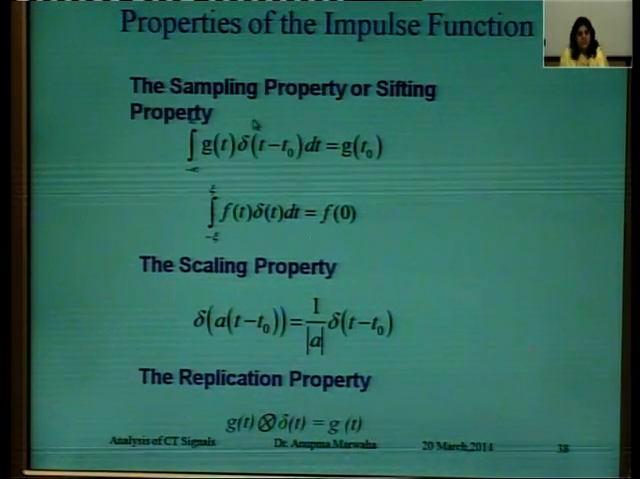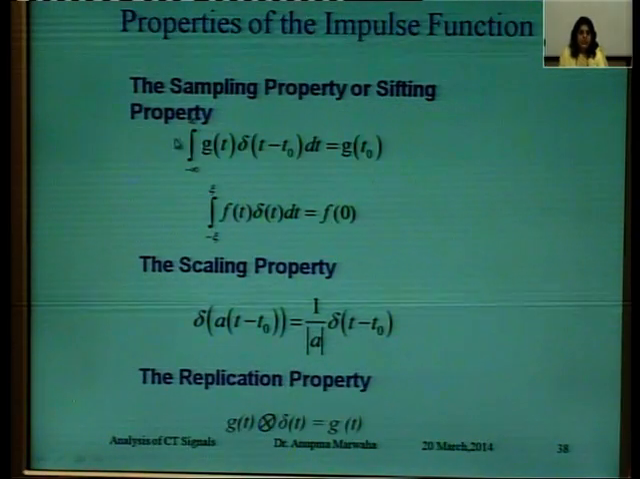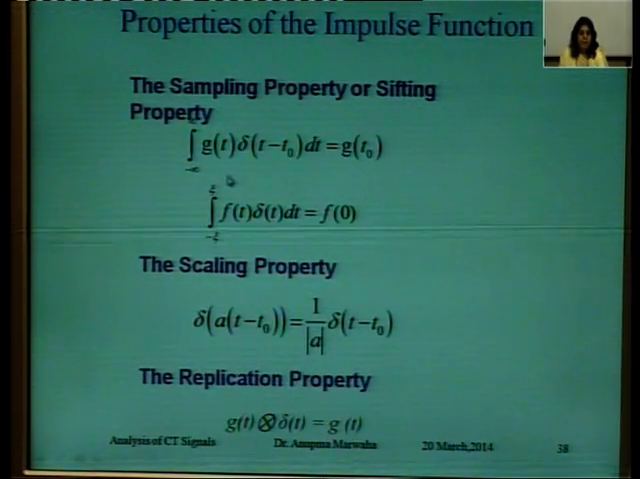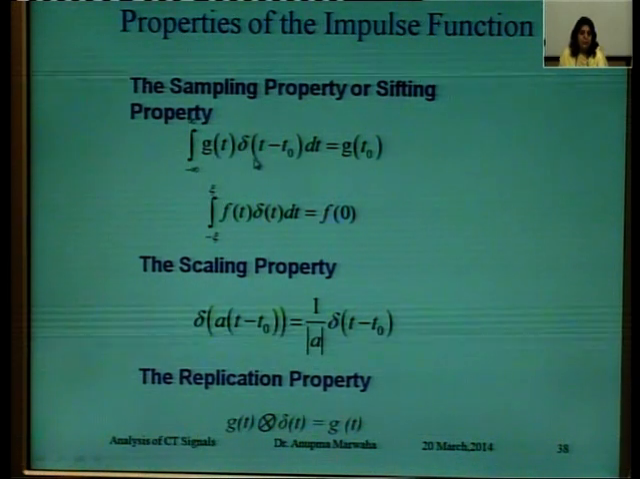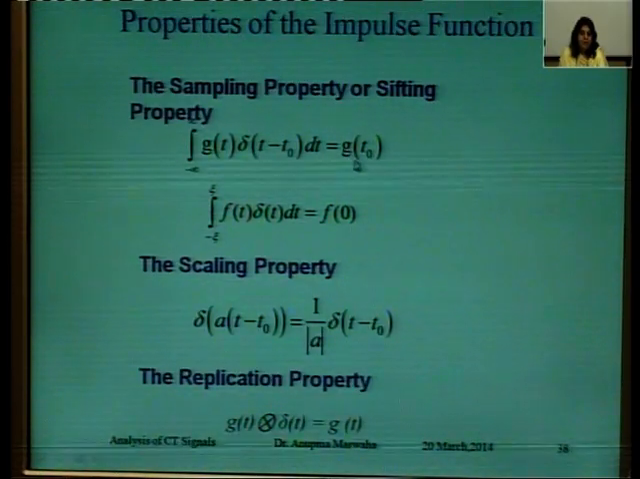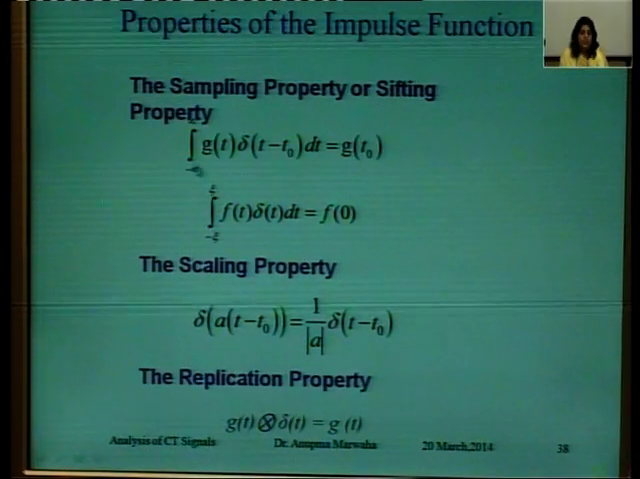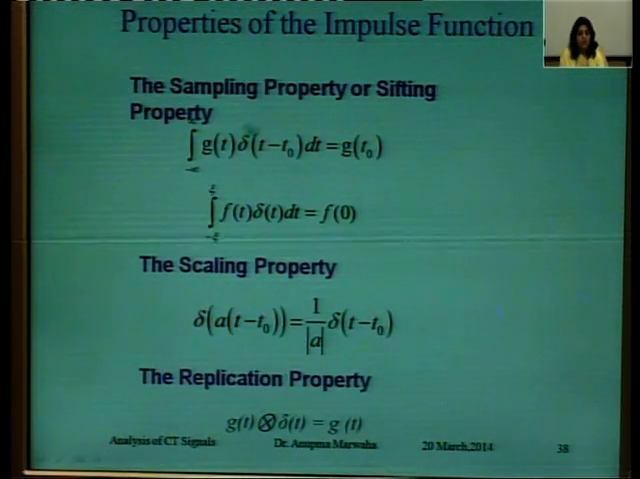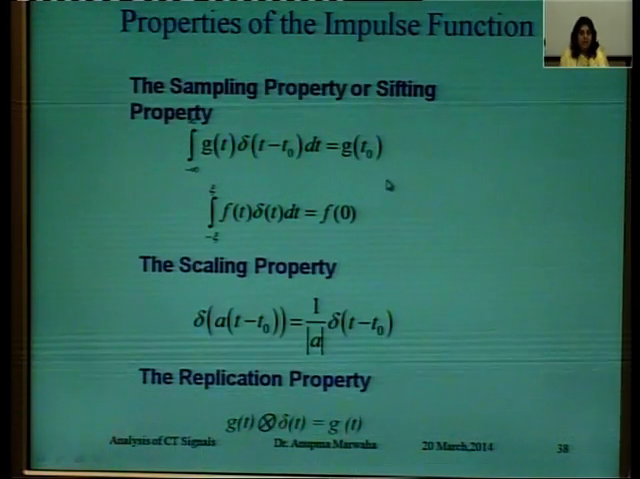Now, there are basic properties of the impulse function which are useful for solving a number of integrals in communications. The first property is the sampling property, or the sifting property. According to this property, if we have to solve the integral of g t multiplied by delta t minus t naught, then this will be simply equal to the value of the function at t equal to t naught. We need not go into the derivation of how we have obtained this, but it is a property using which we can directly solve this integral.